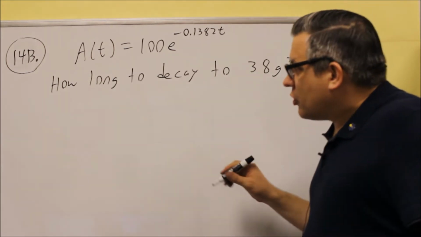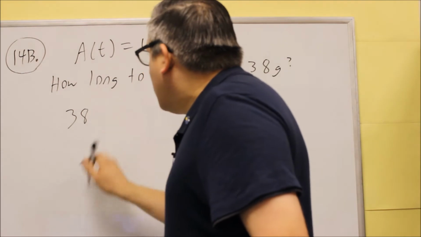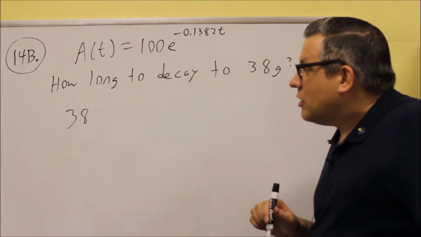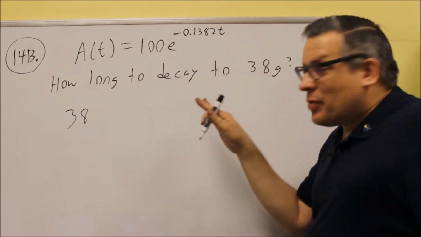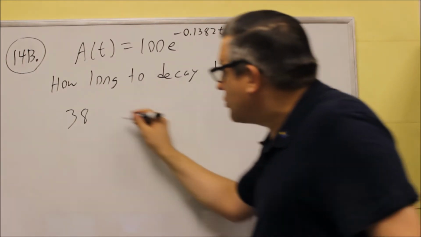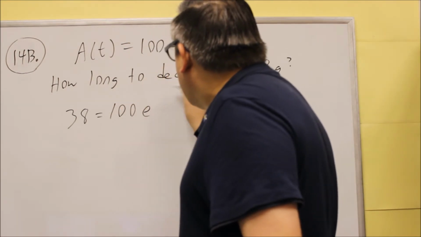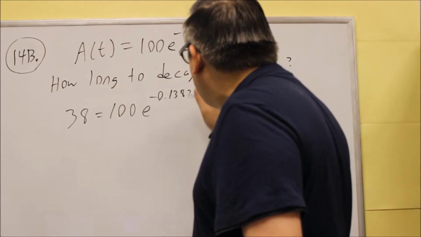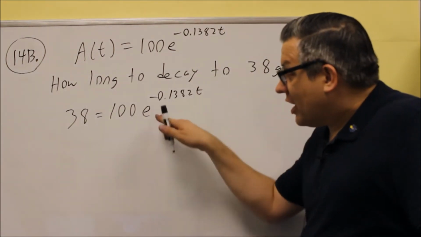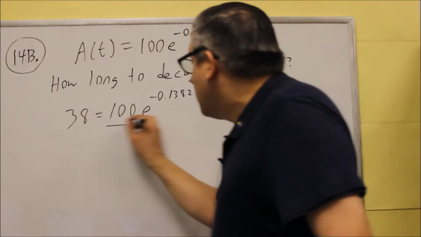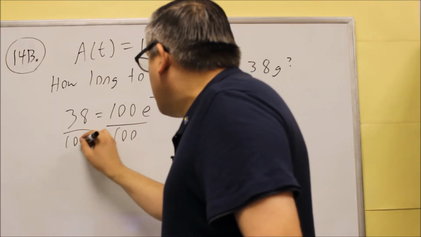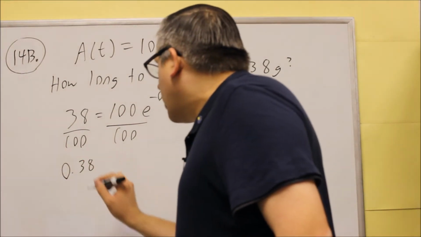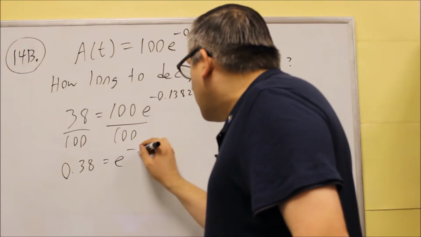So what we're going to do is put in a 38 for the A, because that's the amount that's left. We have to figure out after how much time has passed for that to go down to 38 grams. So we have 100 e to the, we have our kt here. Alright, so next we need to get e by itself, so we have to divide both sides by 100. Okay, so we get 38 divided by 100, it's 0.38, and then we have the rest of it.